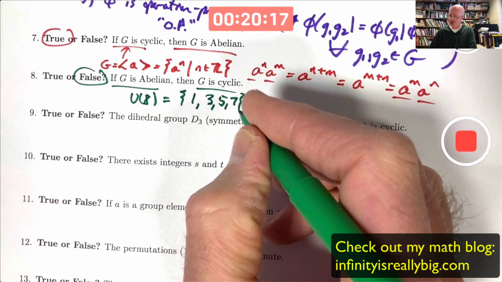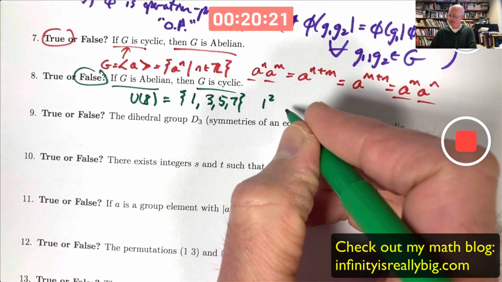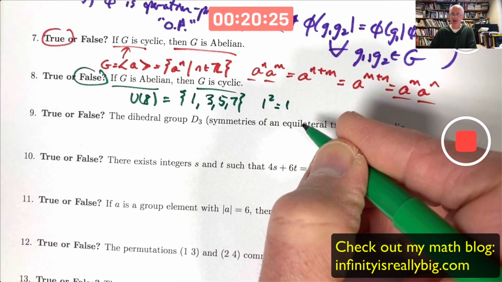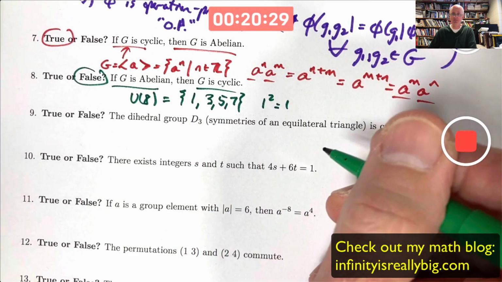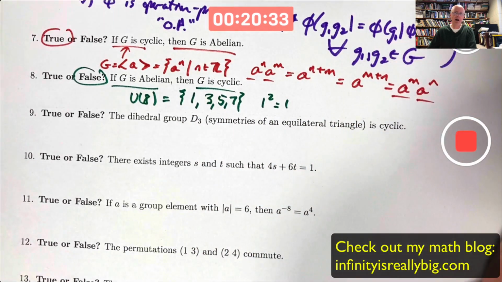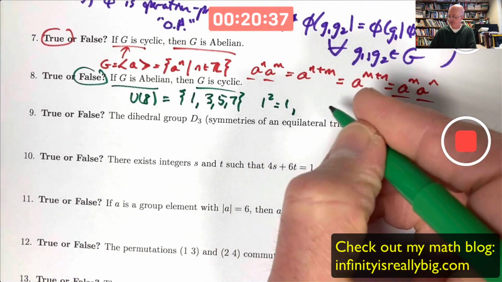None of these elements generates U8. 1 is not a generator because 1 squared, for example, is 1. And 1 cubed is 1, and 1 to the 4th is 1, etc. Including negative powers. 1 to the negative 1 means the inverse of 1, but it's itself. 1 to any power in this group is itself, is 1. So 1 is not a generator.